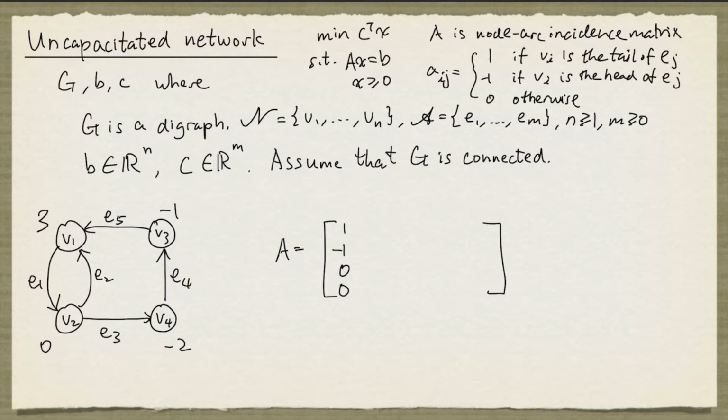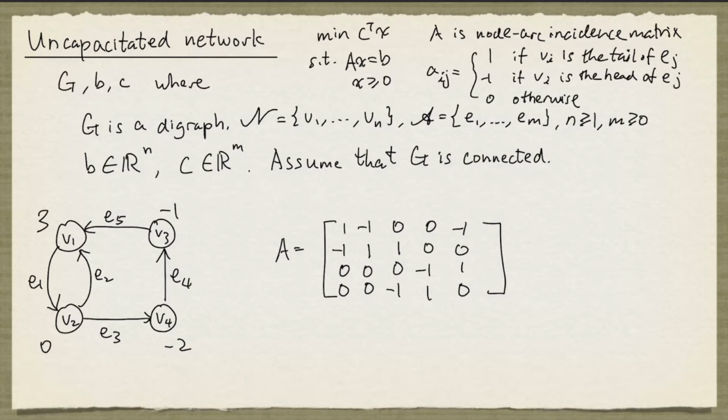Let's move to the arc E2. It has tail V2 and head V1. So the entries in the second column will be -1, 1, 0, 0. And we move to the arc E3. It has tail V2 and head V4. So the entries in the third column will be 0, 1, 0, -1. And we can fill in the rest. And this is our node arc incidence matrix.